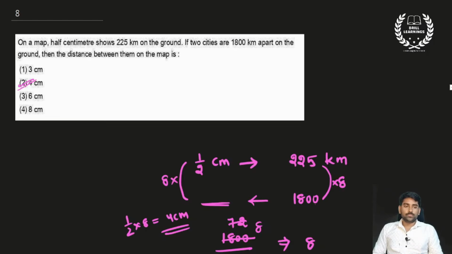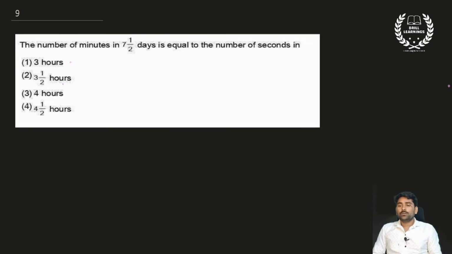So let's move on to the next question here. The number of minutes in 7.5 days is equal to the number of seconds in how many hours? That's the question. First, calculate the number of minutes in 7.5 days. Convert this mixed fraction into an improper fraction. 7.5 is equal to 15 by 2 days.